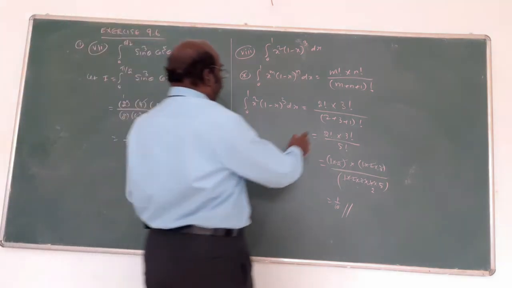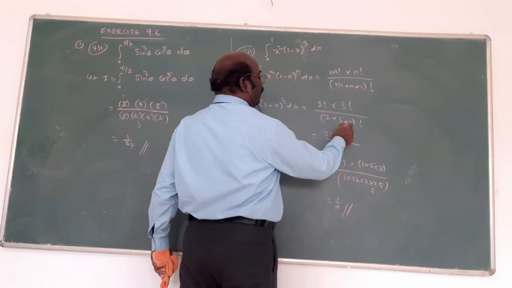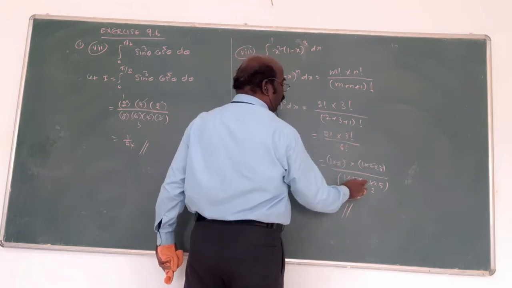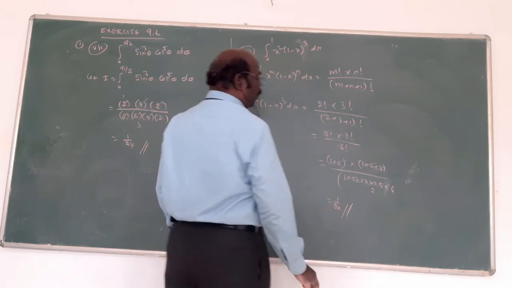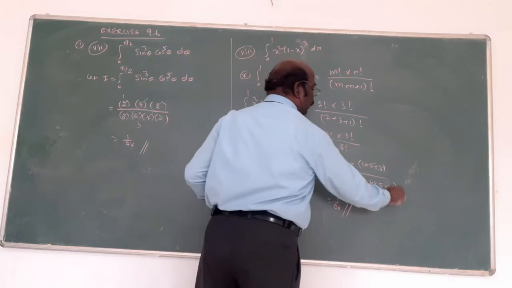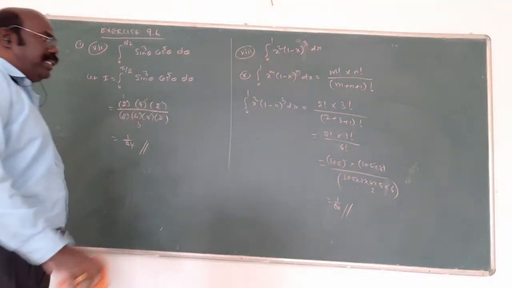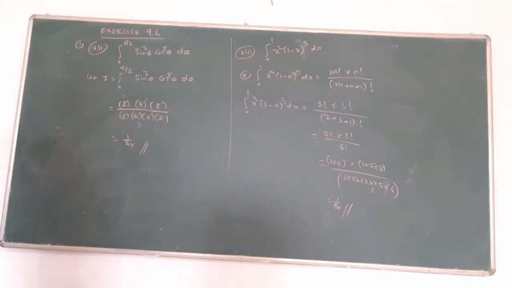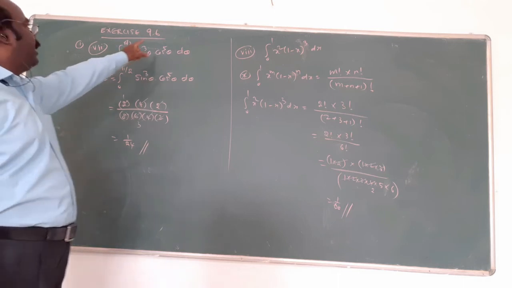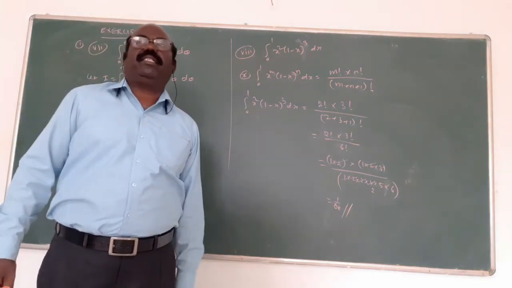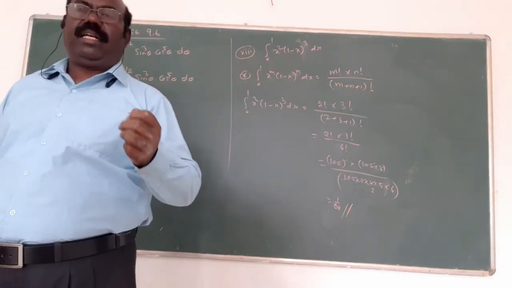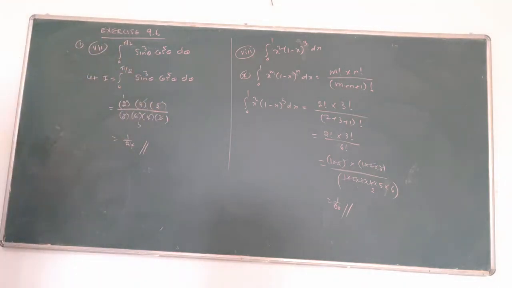You must find out here 2 plus 3, 5. 5 plus 1, 6. Am I right? 1, 2, 3, 4, up to 6. Adding together we get 6 factorial. 6 factorial is 1 into 2 into 3 into 4 into 5 into 6. After the cancellation we get only 1 by 60. That is the answer. Am I right? Just you must know the small concept, and we get the answer.